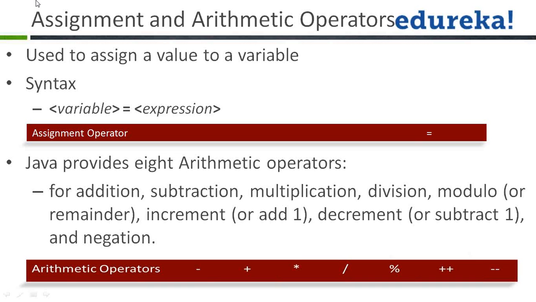Now, I hope you have understood what an assignment operator is. Like if you write x equals to 5, that means you are assigning a value 5 to the variable x. Okay. Now we come to the arithmetic operators. Java provides 8 arithmetic operators: addition, subtraction, multiplication, division, modulo, increment and decrement, as well as the negation.